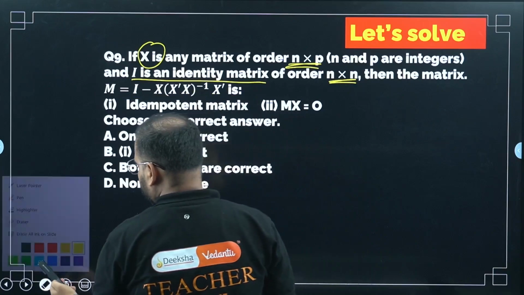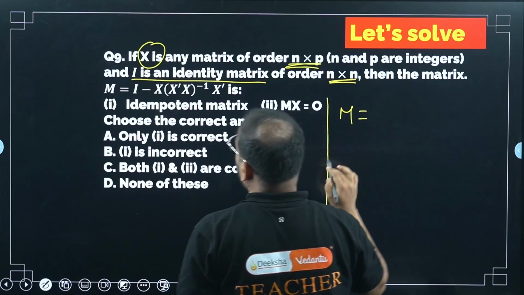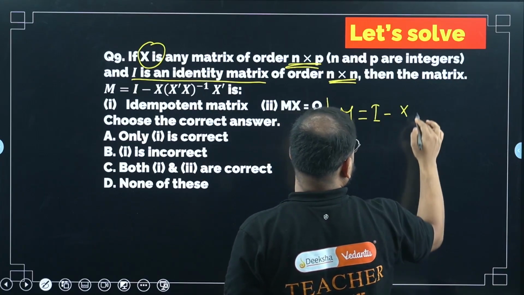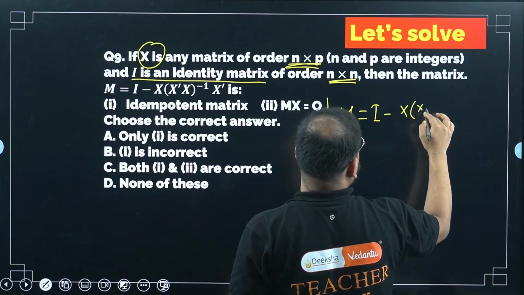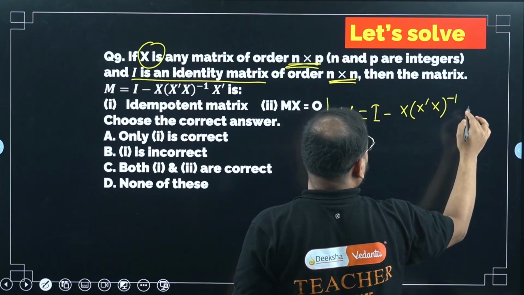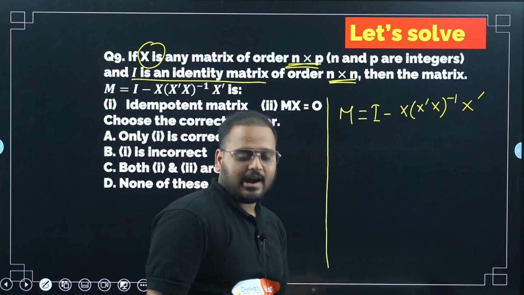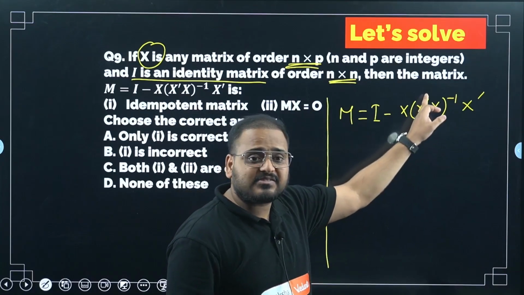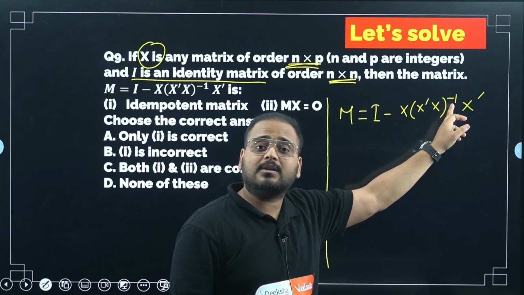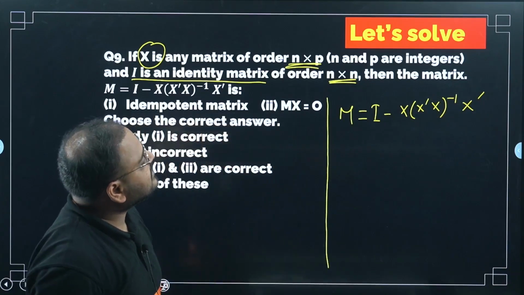So if I have to write this here, basically they have given a matrix M in this complex format: identity matrix minus X times of X transpose X, the inverse, times X transpose. So clearly see here, X times of X transpose, or XT if you want to write, then X times of the whole thing inverse is there, and X transpose is there. So if you have to simplify this, we learned this property, no?